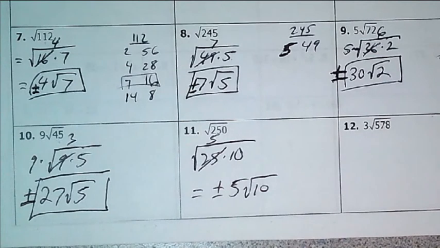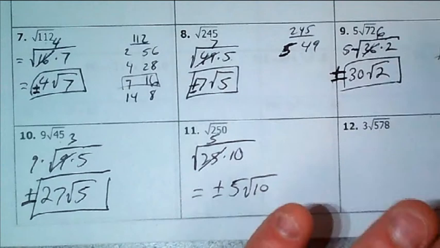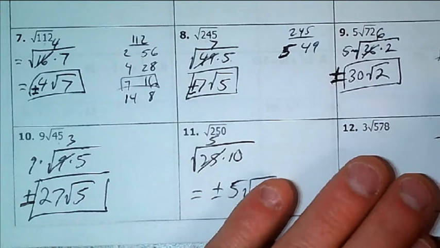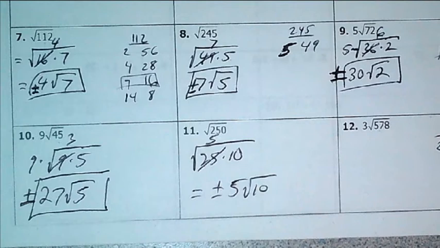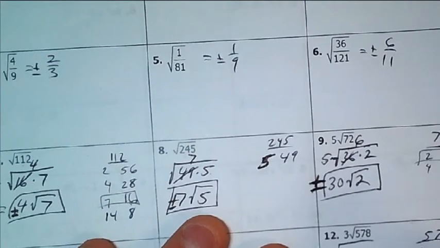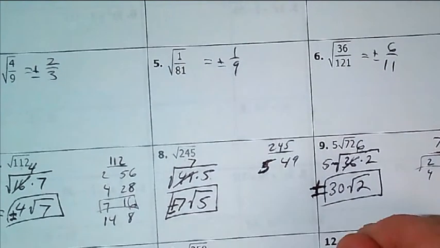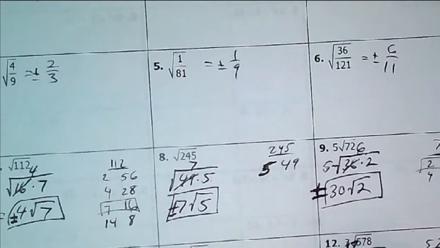And number 12. We want the factors of 578. And look, I don't know what those are. I got to work it out. 578 is divisible by 2. 2 and 289. I can stop there. Look. 289 is one of our perfect squares. So, 3 on the root of 289 times 2. Square root of 289 is 17. 17 times 3 is 51 on the root of 2, plus minus.